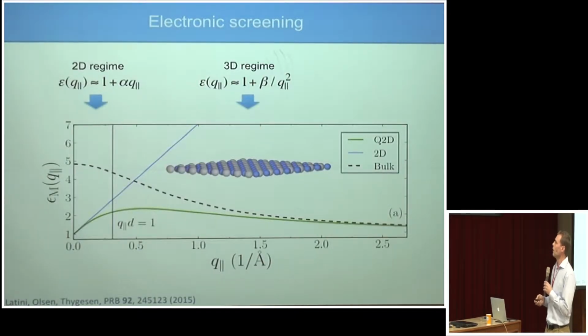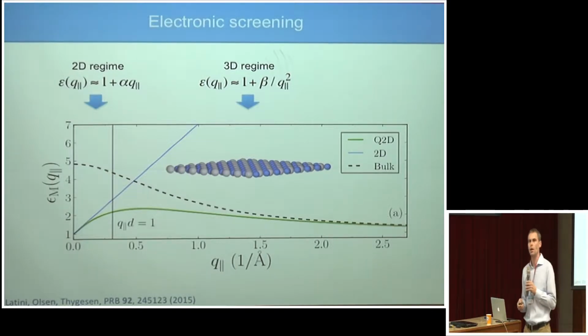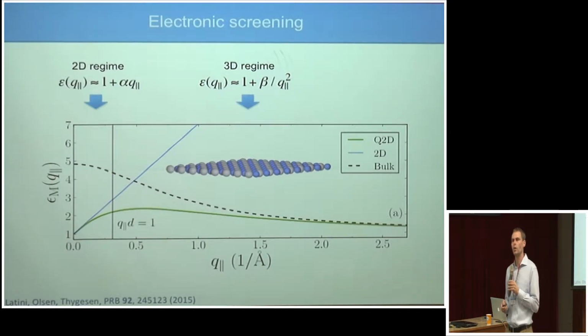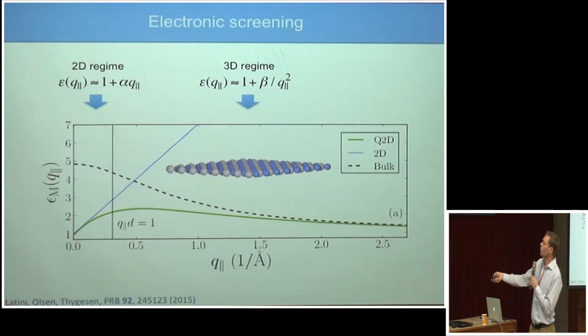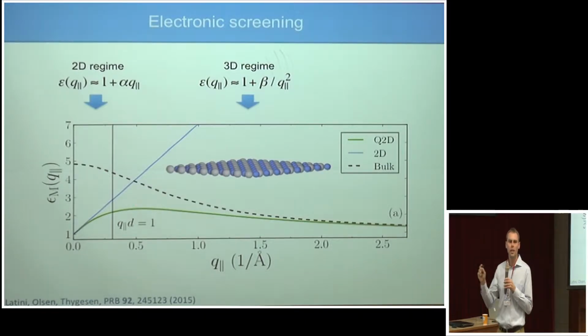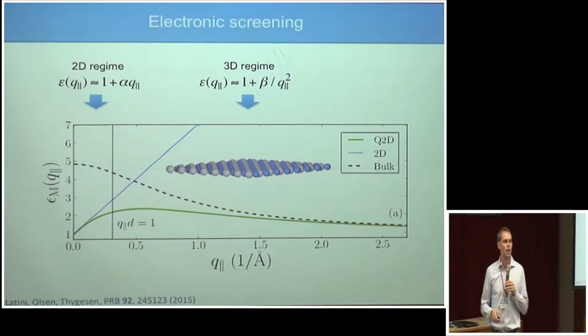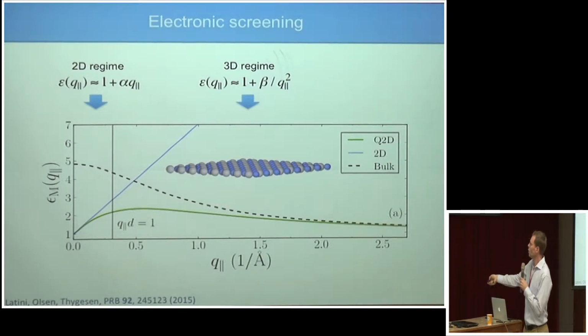So what does this mean mathematically? If we calculate the static dielectric function of a two-dimensional material, this is what it looks like. This is the green curve down here. It's a function of in-plane wave vector. This is for hexagonal boron nitride. And the result for the layered bulk material is the black dashed line. And as you can see, for Q vectors that are large compared to the thickness of the two-dimensional material, the two curves, the curve for the bulk and for the monolayer, sort of approach each other.